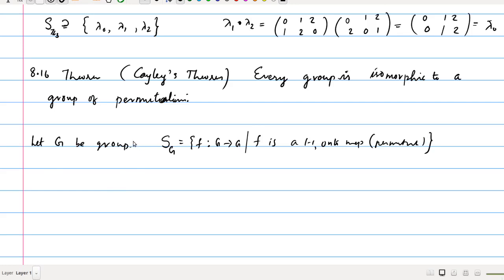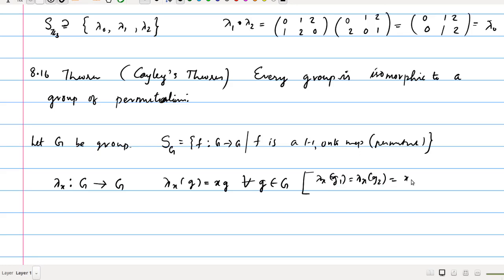In order to define that subgroup, we define lambda x first. What is lambda x? Lambda x is a function from G to G such that lambda x of g is equal to xg for all g belongs to G. This is the permutation corresponding to x. This is a 1-1 onto function, so you can easily verify that this is 1-1. Lambda x of g1 equal to lambda x of g2 will give xg1 equal to xg2. By the left cancellation law you can get g1 equal to g2.